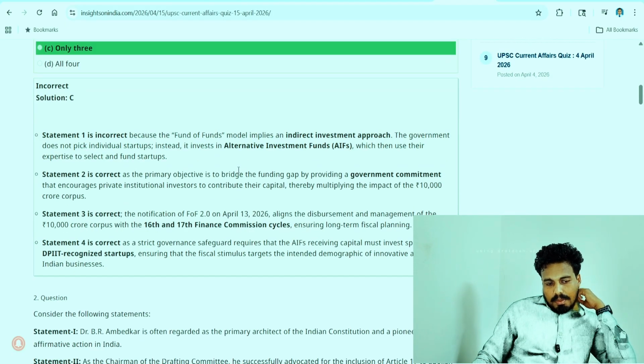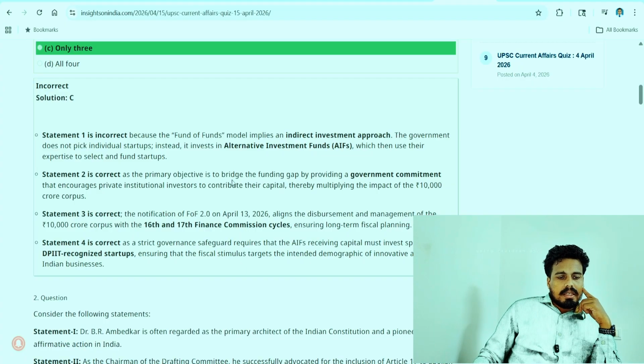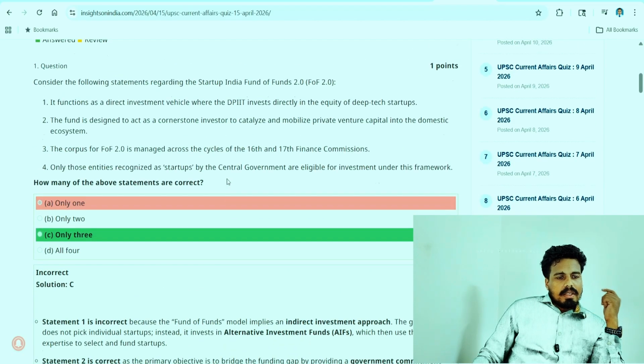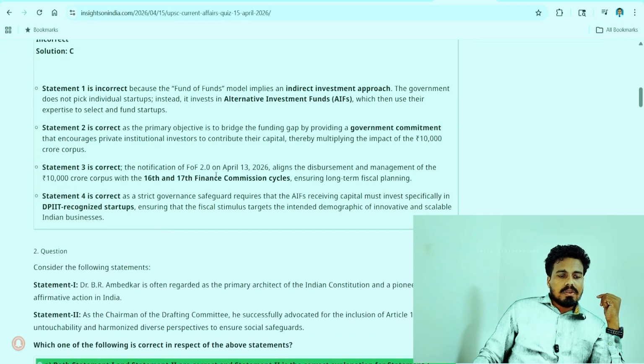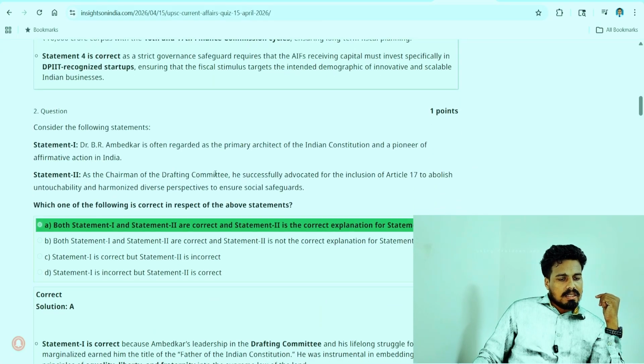Only the central government recognized startups will get it. Okay, I thought it to be an extreme statement, so this will go wrong anyway. There are 4 statements and our guess went wrong in the third and fourth statement. First and second statement we had guessed right. Okay, let's move on to the second analysis.